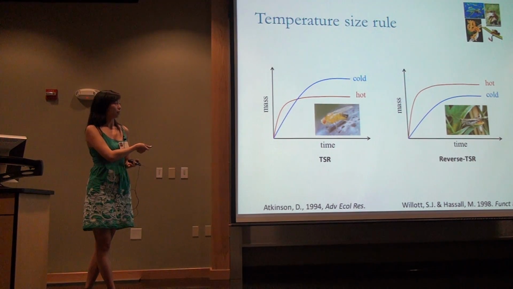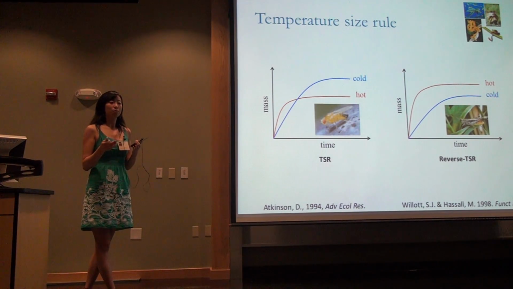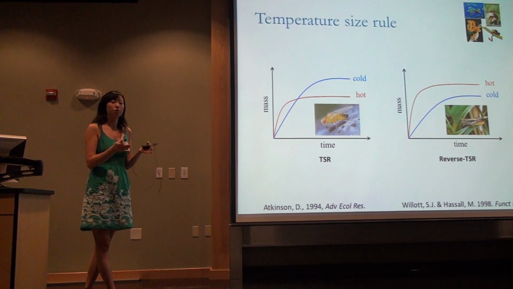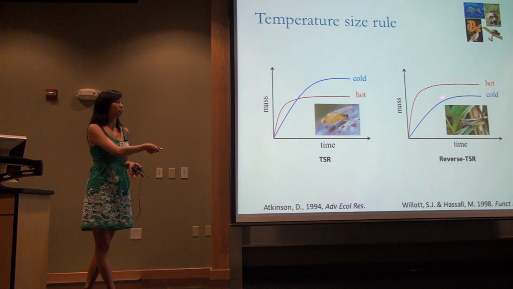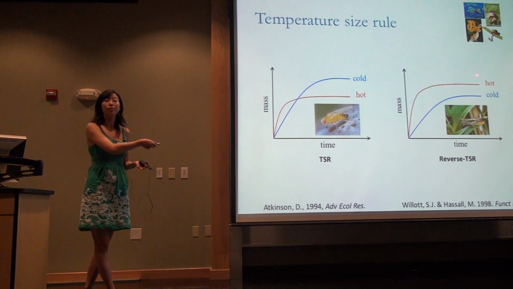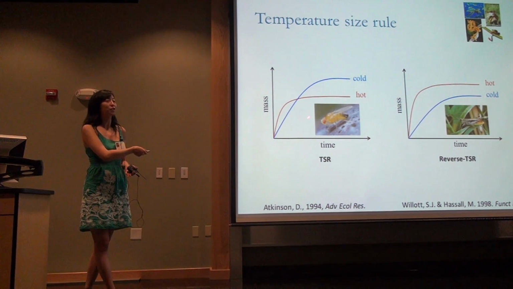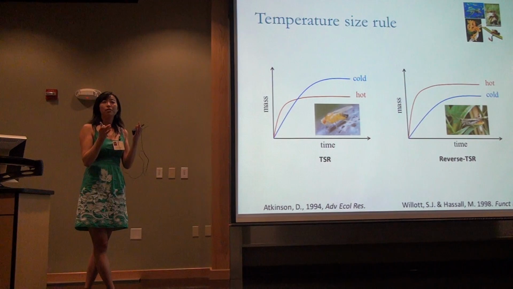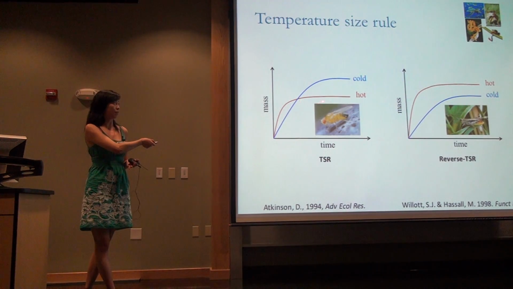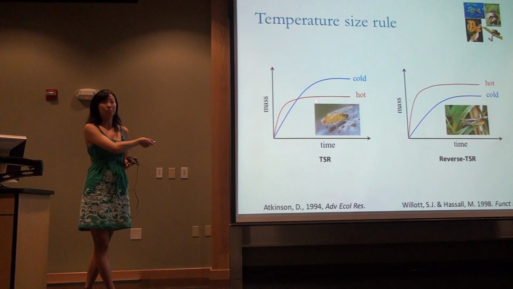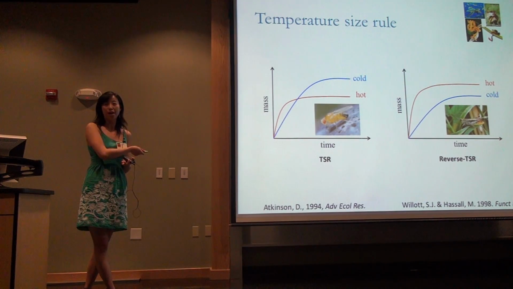So if the temperature effect on growth rate is greater than the temperature effect on development rate, then you will see a reverse TSR organism, which ends up becoming bigger in the high temperature. But if the temperature affects the development rate much more than the growth rate, then you will expect they end up at a much smaller body size at a higher temperature.